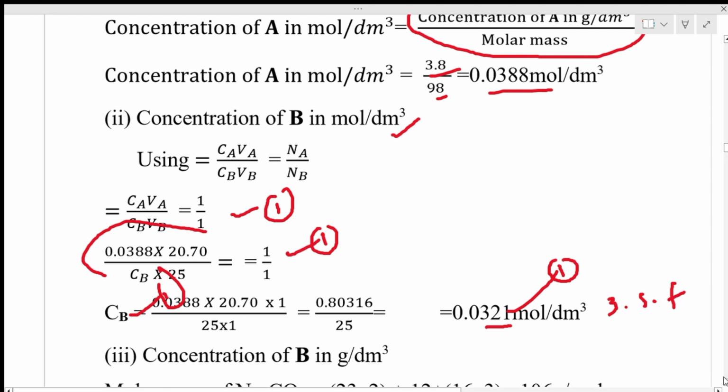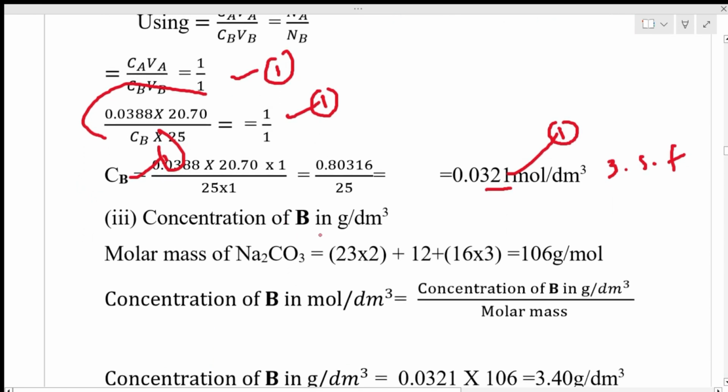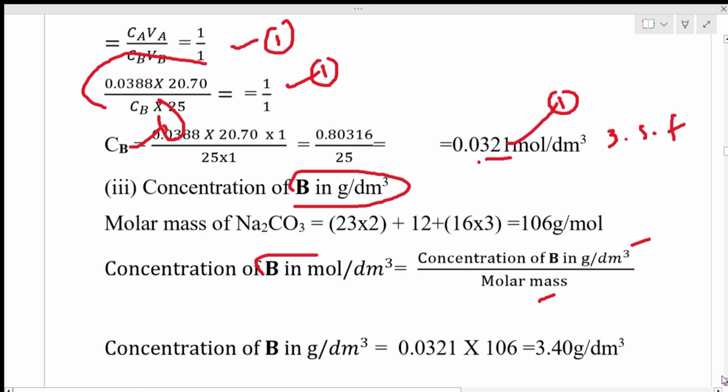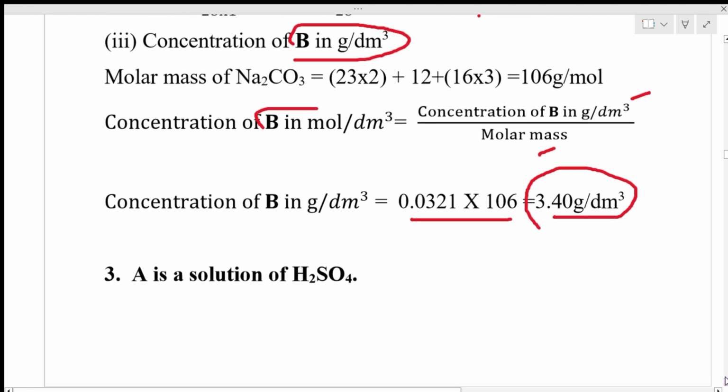So when you substitute the values, everything you have is 0.0321 for B. Remember, now this B we need to convert to gram per dm³. The formula we need is concentration in gram per dm³ over molar mass. So we already have our mole per dm³, and we multiply this by 106, giving us our final answer of 3.40 gram per dm³.